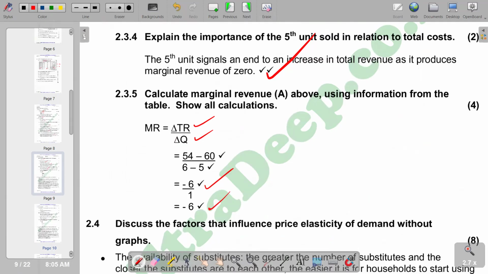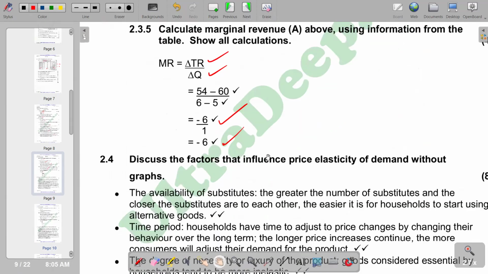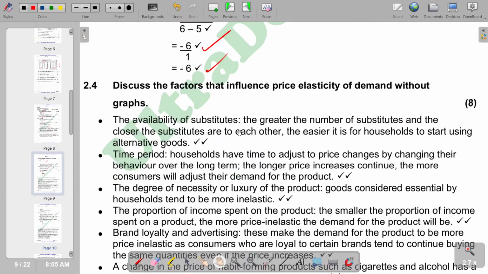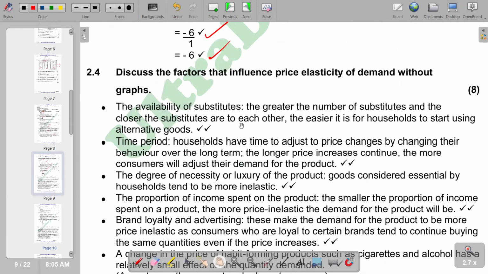So on the next question, it reads, discuss the factors that influence price elasticity of demand without graphs. So you see that price elasticity of demand obviously is going to be affected by the factors that affect demand, on how sensitive they are to price. So we are saying the availability of substitutes is one of the factors. The greater the number of substitutes and the closer the substitutes are to each other, the easier it is for consumers to start using alternative goods. So this is what we have.